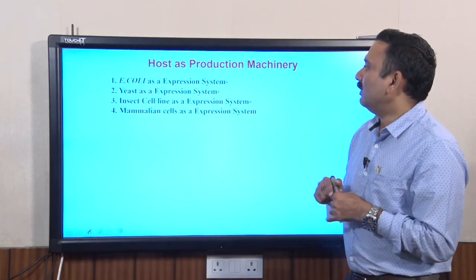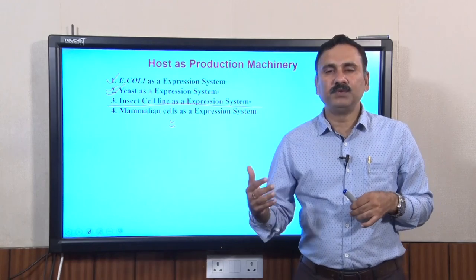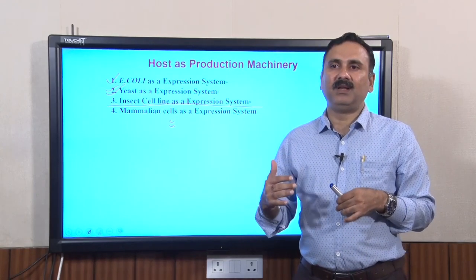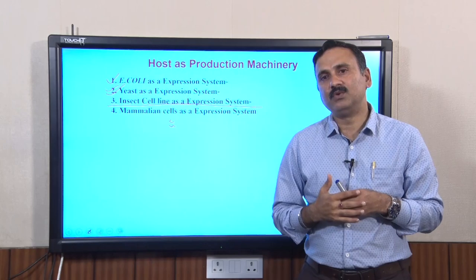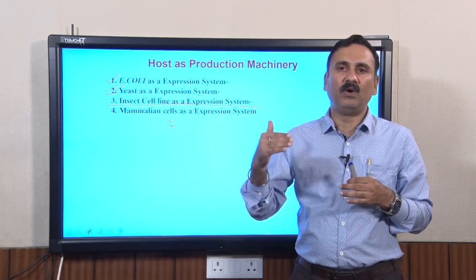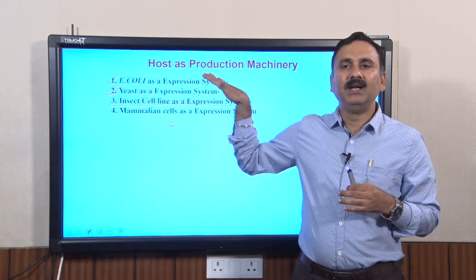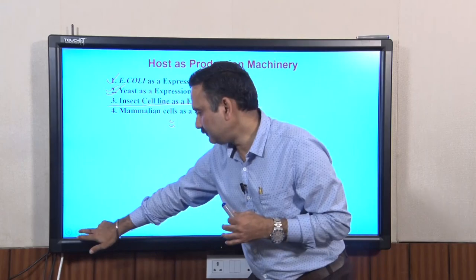Now, so far we have discussed E. coli as an expression system, we have discussed yeast as an expression system, and now we will move on to discuss the insect cell as an expression system. If you would like to use insect cells as an expression system, you have to perform multiple steps to achieve protein production in insect cell lines.